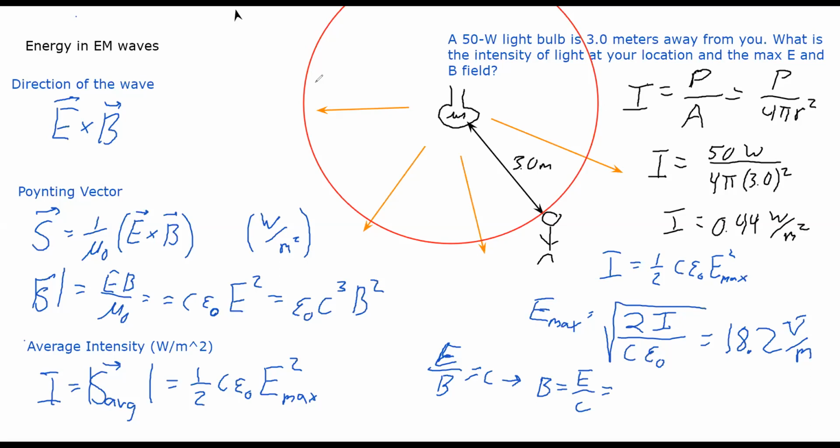So yeah, I do get a small number there. I get 6.1 times 10 to the negative 8 teslas, or 61 nanoteslas. Okay, so there's my magnetic field, there's my electric field, and there's my intensity.